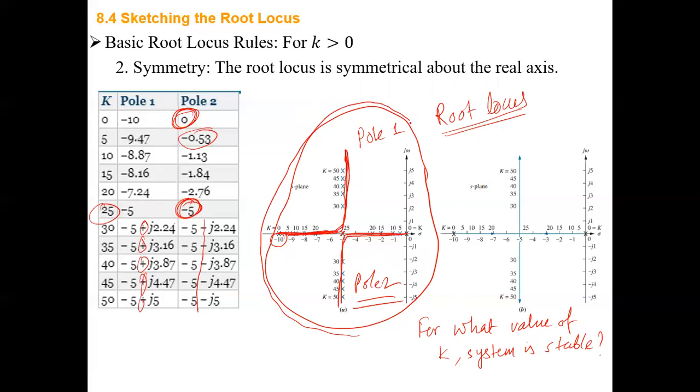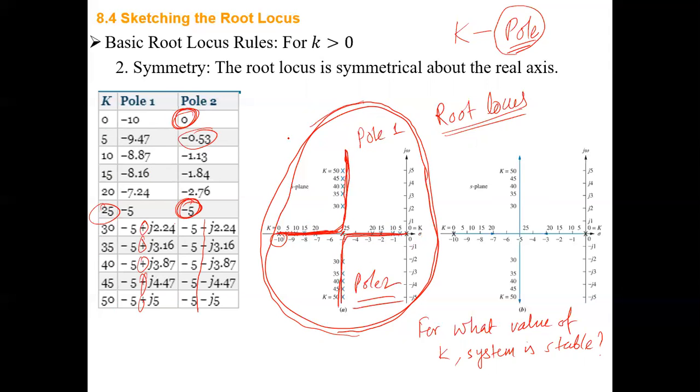How? So root locus is what? Root locus is the path of the pole, right? With different values of k. Okay, k versus pole. That's the root locus, right? If the pole is on the left half plane, right? Left half plane. Then what is that system called? Stable, right?